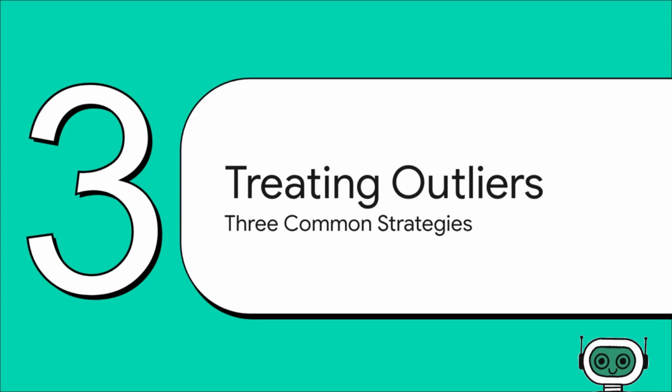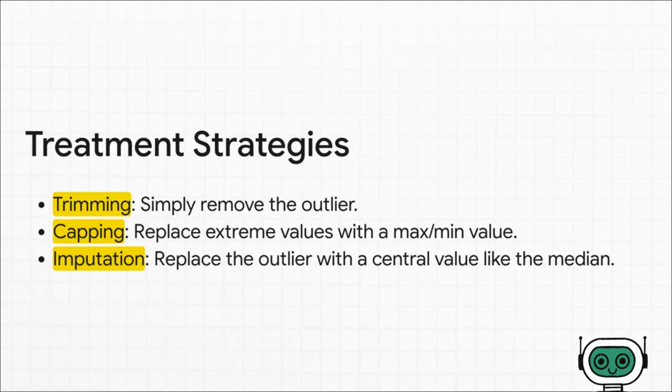All right, so we've found our outliers. Mission accomplished? Not quite. Now we have to decide what to do about them. You can't just leave them there. So let's talk about 3 common ways to handle them. You've basically got 3 main choices: trimming, capping, and imputation.